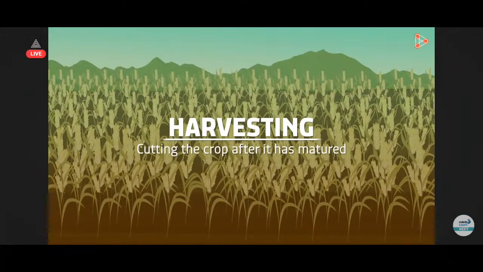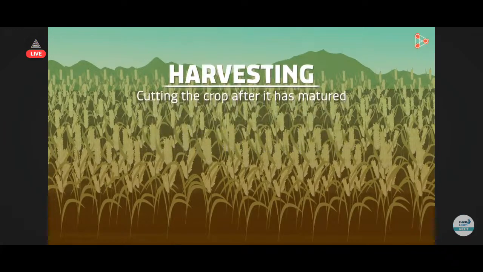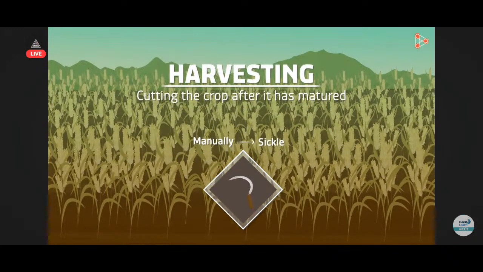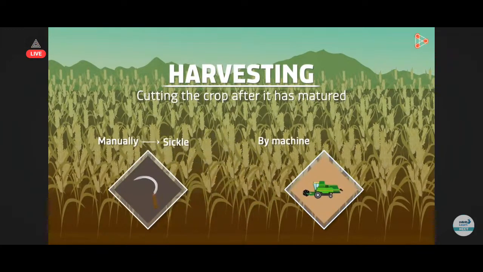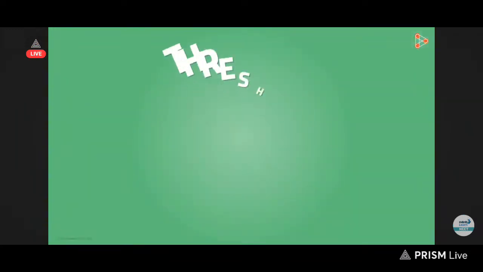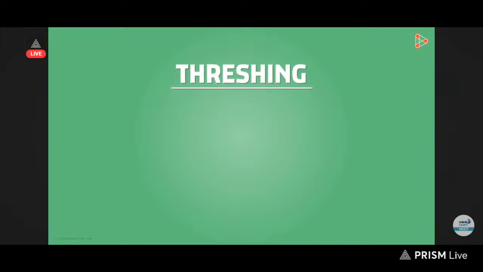Of course not. Harvesting of crops, if done manually, is done with a sickle. If a machine is used to harvest crops, it is usually the harvester. Crops are either pulled out or cut close to the ground. Once the crop is harvested, it needs to be threshed. What do I mean by threshed? The grains need to be separated from the stalks.